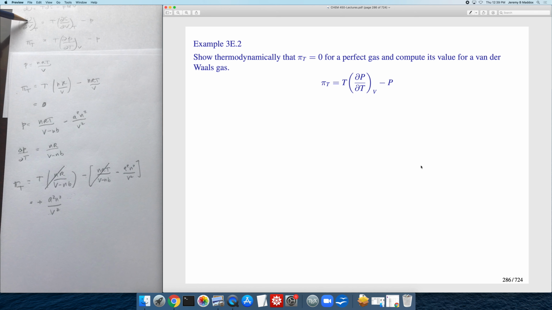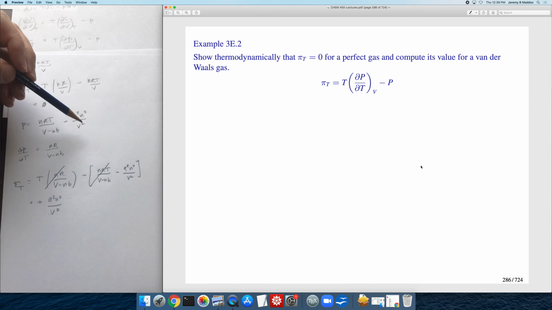And that's due to the fact that the van der Waals gas molecules are dominated by attraction, right? That's what this term represents. It's an attractive interaction between the gas molecules. And so if you pull the molecules farther apart, they don't like that because they want to be closer together. That ends up raising the energy.